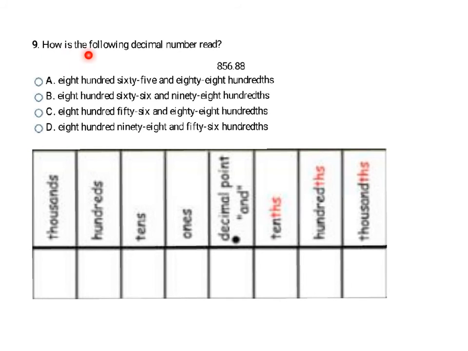And lastly, how is the following decimal number read? So I'm going to go ahead and write that into my chart to give me some insight. So once again, the part to the left of the decimal is what you're used to. So it's going to be 856. The decimal I read is and, then I read this part normal, but I tack on the last place value at the end. So it's going to be 856 and 88 hundredths. And the choice that says that is choice C, which is going to be my final answer.